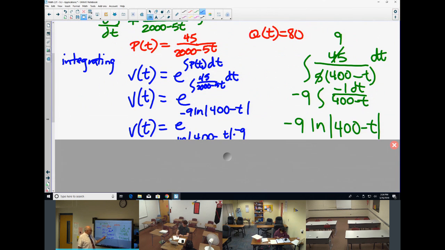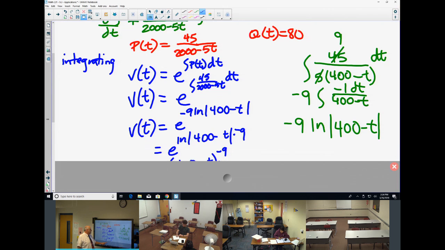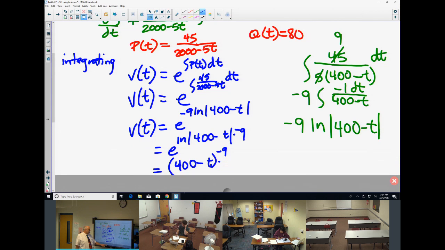And now I want to rewrite it so that the e is next to the natural log. So I'm going to have e to the natural log of the absolute value of 400 minus t times negative 9. That way, my e and my natural log are going to cancel, bringing this part down. And so I'll get 400 minus t to the minus 9 power.